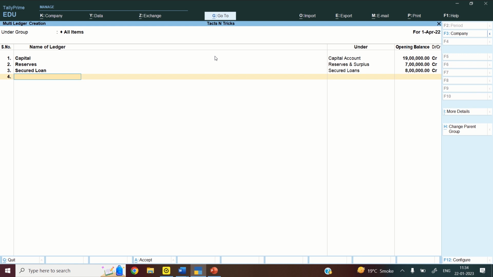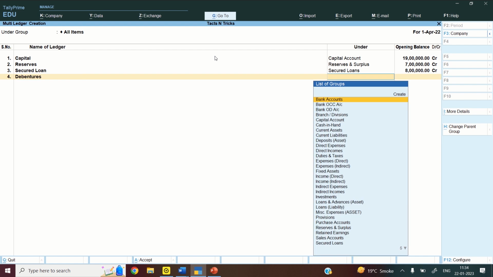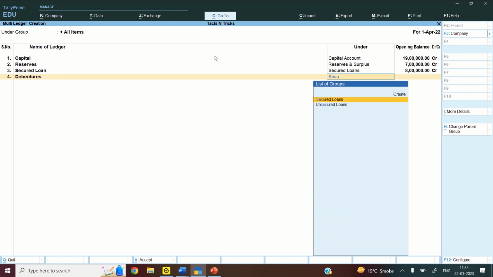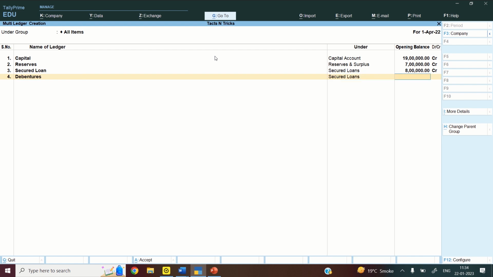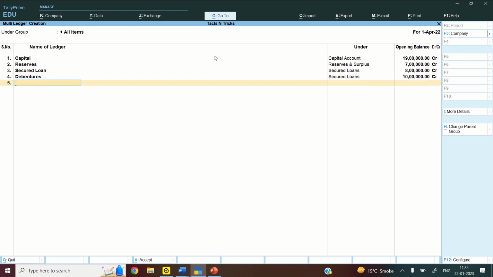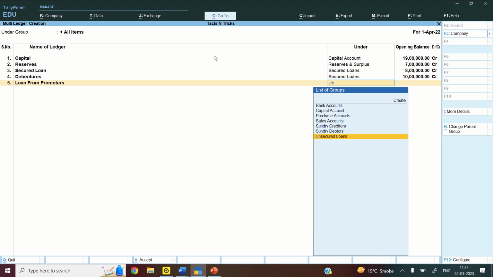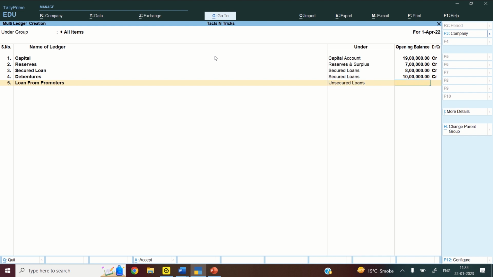Okay, and then it will be debentures. Debentures are always secured loan. So whenever it is debentures, you always have to put it under the category secured loan. And the debentures are 10 lakh rupees. Then it is loan from promoters. And you should always remember that loan from promoters is an unsecured loan. So loan from promoters is 2 lakh rupees.